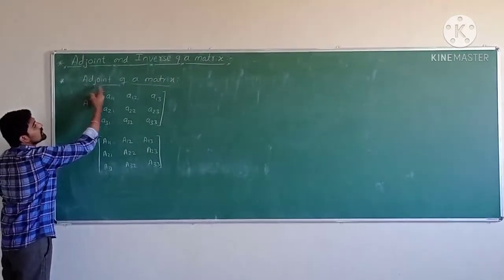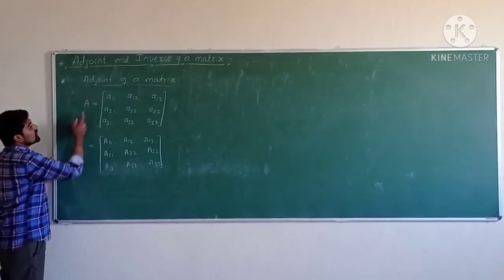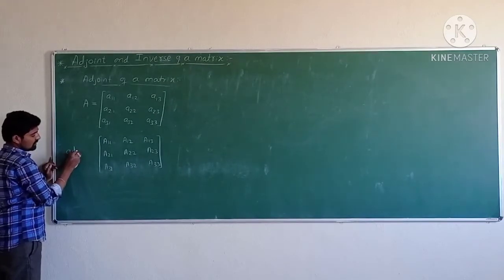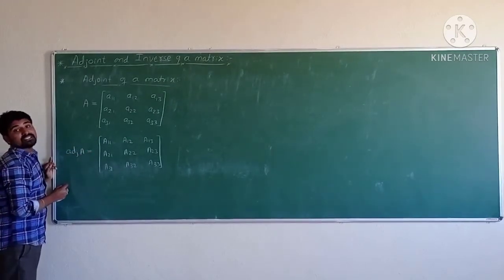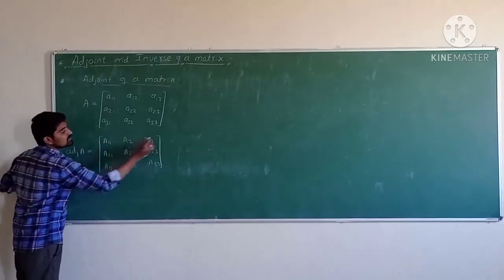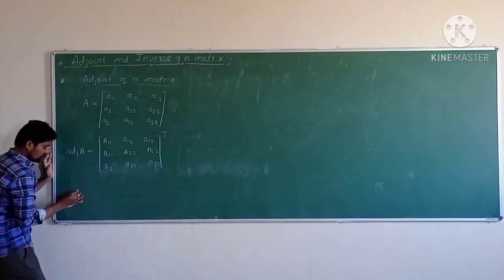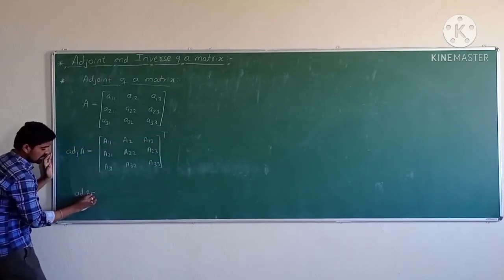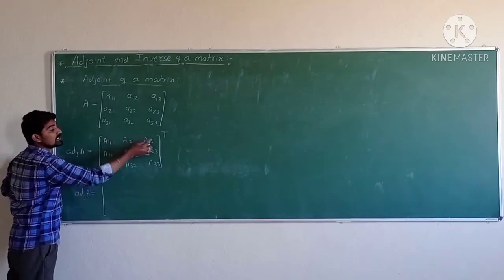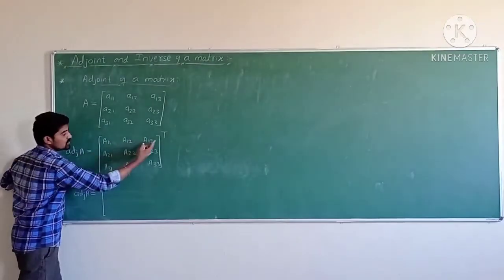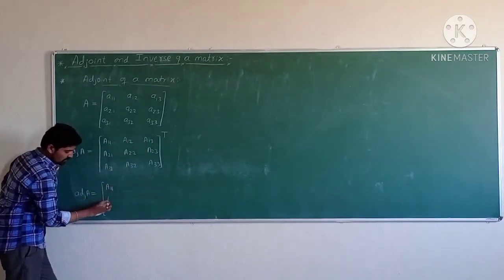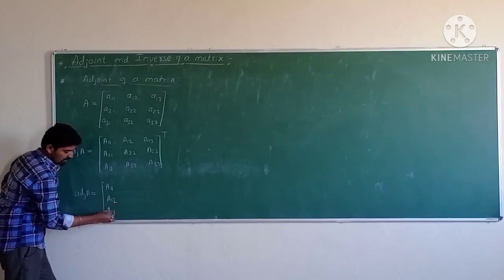And now, what is meant by adjoint of a matrix? Adjoint of the matrix A is denoted by adj A, and it is defined as the transpose of this cofactor matrix of the matrix A. Therefore, adjoint of the matrix A is the transpose of this matrix, obtained by interchanging rows and columns. Therefore, the first row becomes the first column, that is A11, A12, A13.